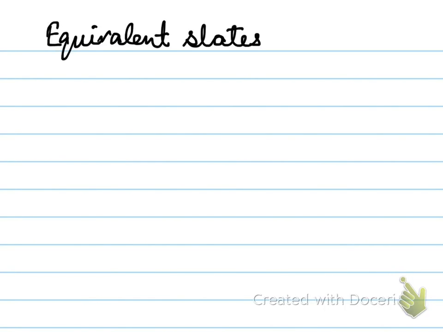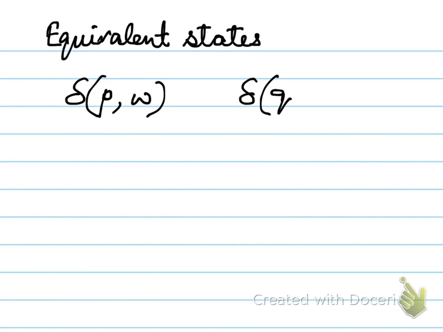Welcome back. In our previous lecture, we were talking about equivalent states, and given a DFA with a transition like this from state P on input W and another state Q on input W on the same input string.